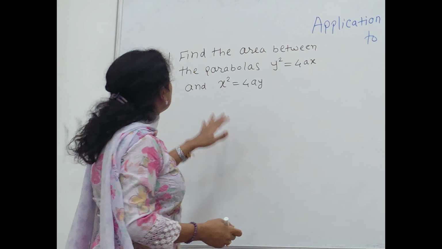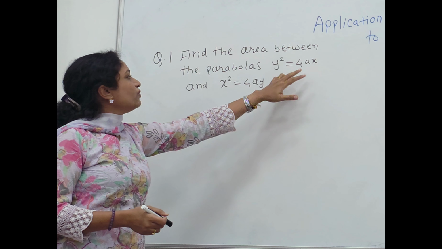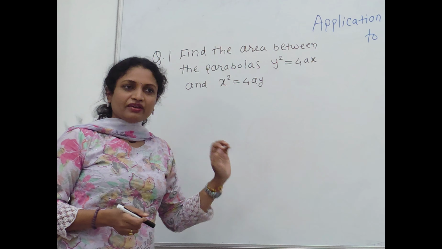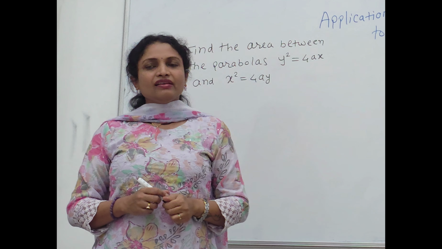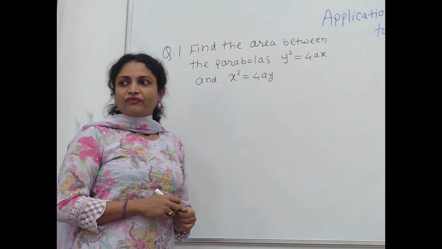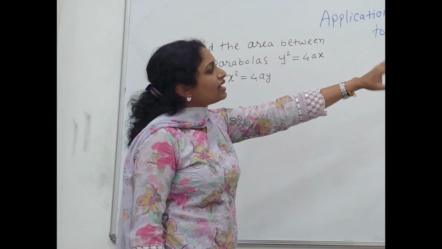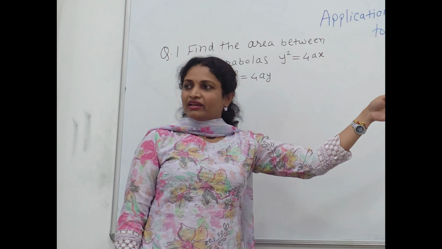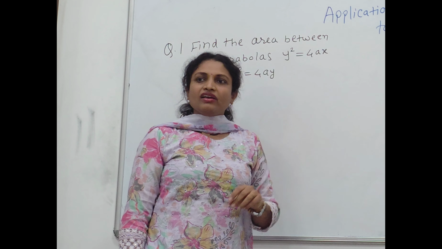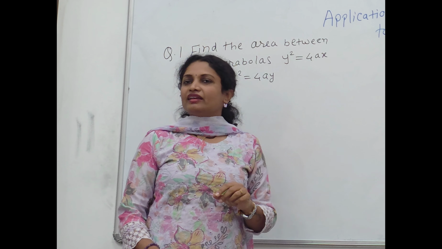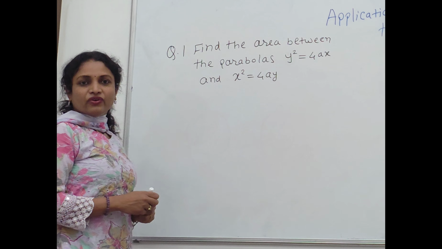In area, the first example is: find the area between the parabolas y square equals 4ax and x square equals 4ay. You can observe these two are equations of parabolas. To find the limits of integration, since you are asked to find area, by default you are going to use the formula double integration dx dy. But to evaluate that integral, what do you need? The limits of integration. How are we going to get them? By considering a strip and the particular region. So let's draw the diagram for this.